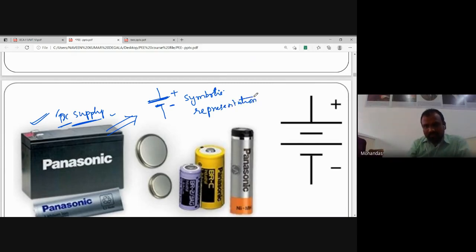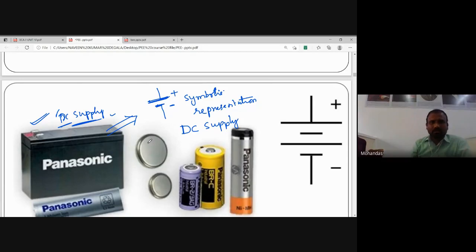Symbolic representation of which supply, Amma? AC supply or DC supply? Please respond. It is a symbolic representation of a DC supply.